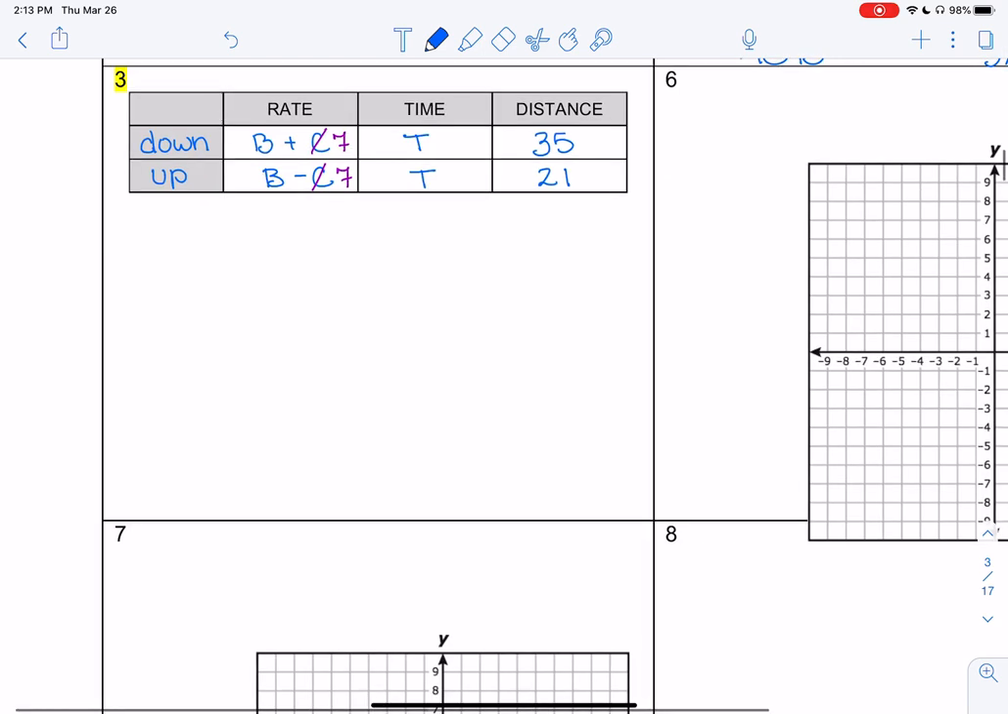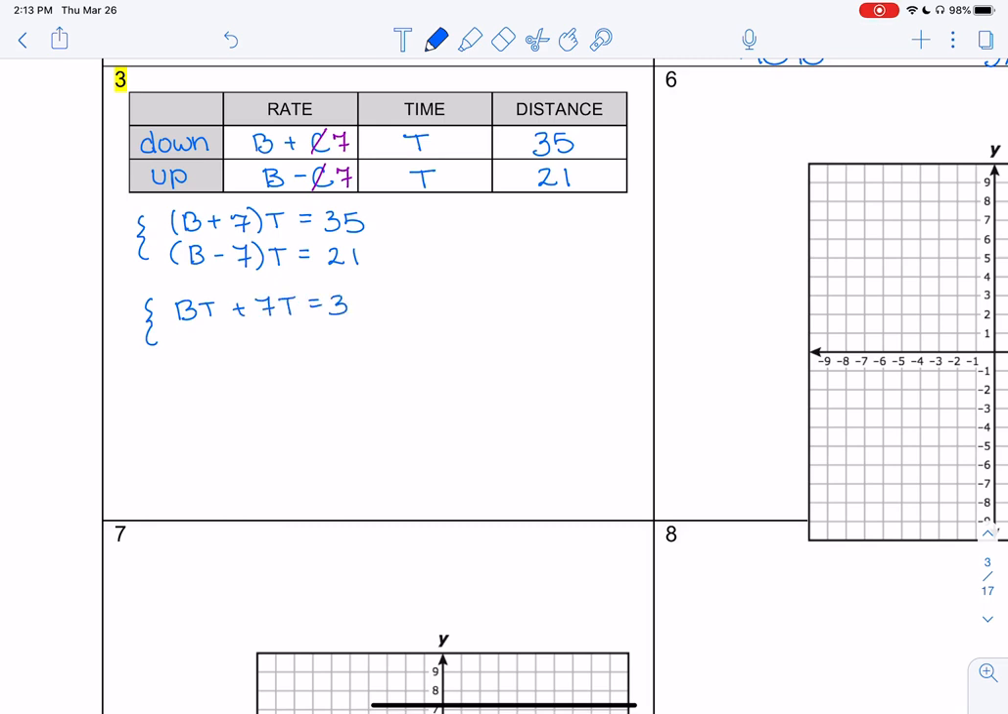All right, now that I have my chart filled out, I can write my system of equations. B plus 7 gets multiplied by t, that equals 35. B minus 7 multiplied by t, that equals 21. I'm going to distribute the t across both equations. I have bt plus 7t equals 35, bt minus 7t equals 21.